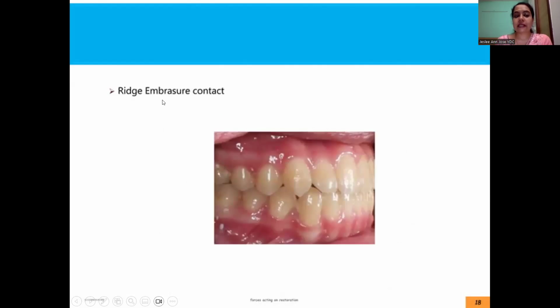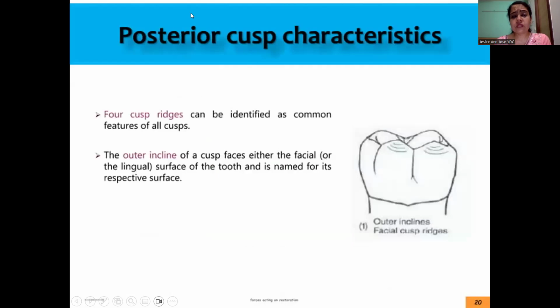Say next is the ridge embrasure contact. Embrasures are nothing but the spillway spaces which maintain the oral hygiene in case of a dentition. So it is very important that we maintain the ridge to embrasure contact. Whenever we look at the occlusion, the embrasure should come in contact with the ridge of the opposing tooth. So every embrasure in the lower arch should meet with the ridge of the upper tooth.